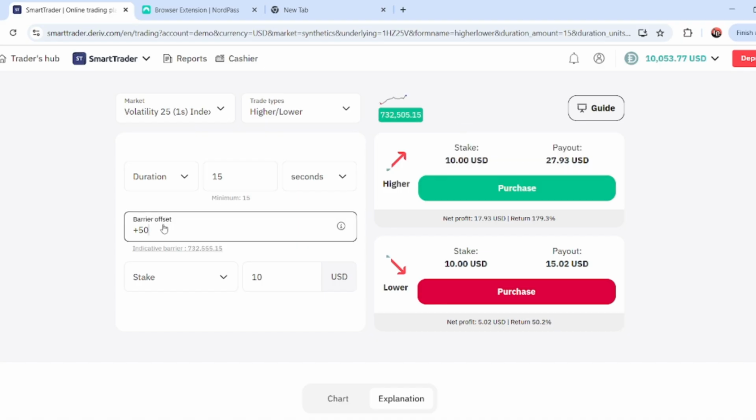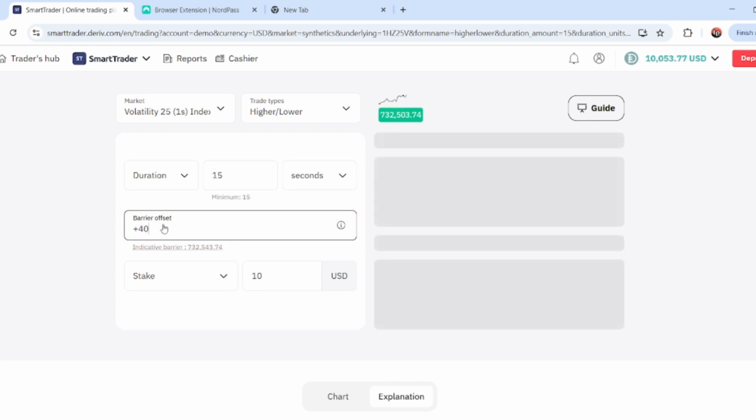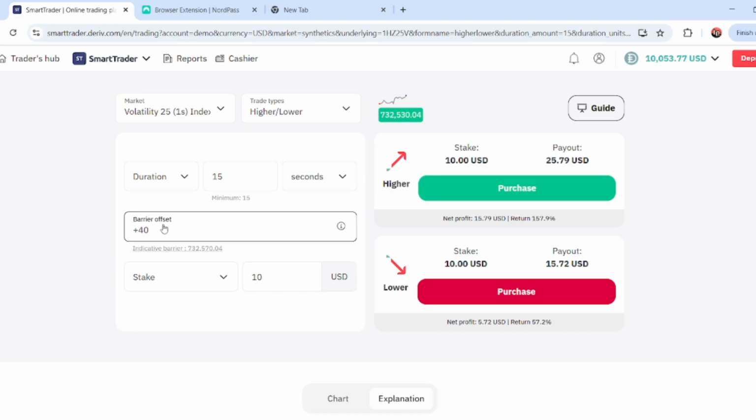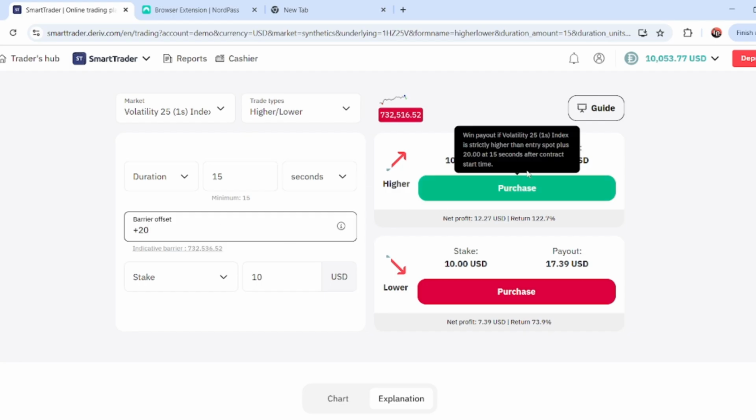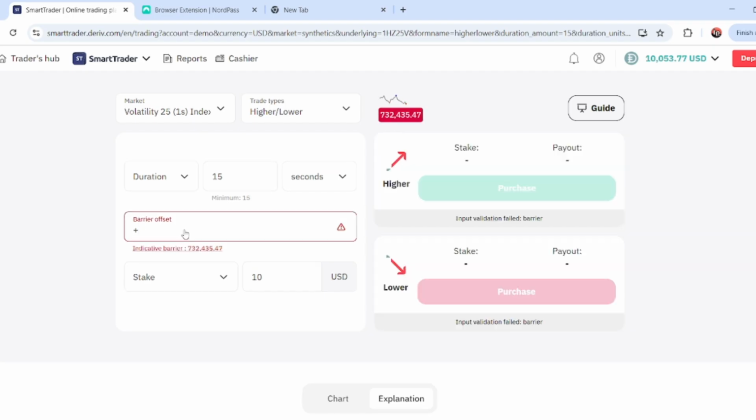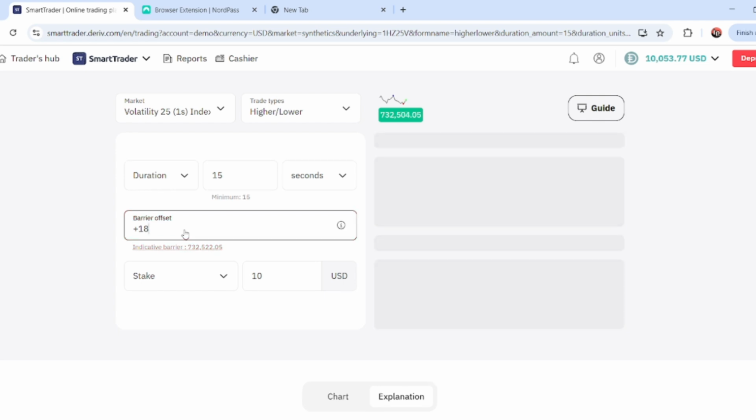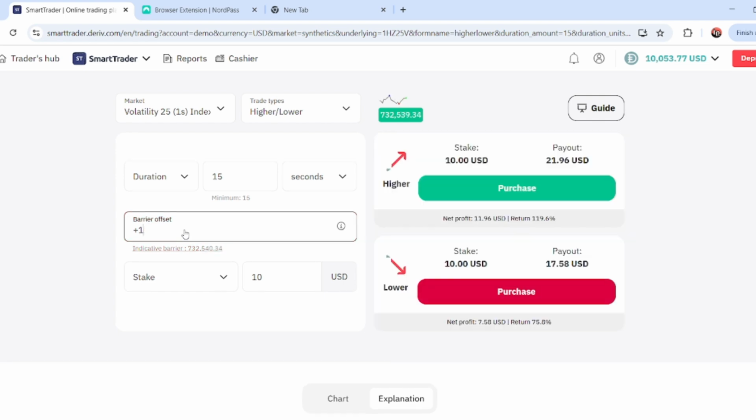So if you want to do something like that, you've got to try and error. You've got to adjust your barrier offsets. Let's do 20 and see what 20 has to offer. Okay, 20 is offering us a profit of $12, $12 net profit, which is 1:1.2. So if you want to do a real 1:1, you need to keep adjusting till you get what you want.